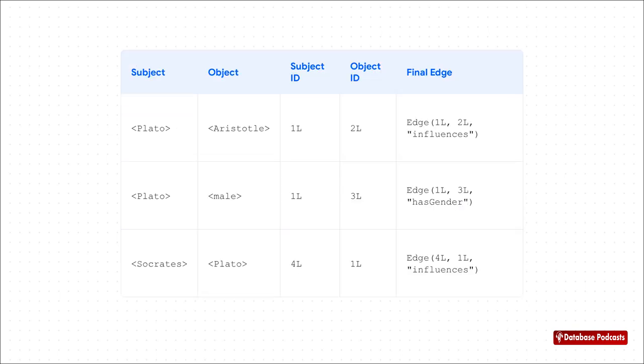And now for the final step, the big payoff. We take our original data, like the subject Plato and the object Aristotle, and we look up their new IDs in our dictionary, which are 1L and 2L. Now we can build a proper GraphX edge. Edge 1L, 2L, influences. We just rinse and repeat for every single triple, and bam, our messy RDF file has been transformed into a clean, usable GraphX graph.